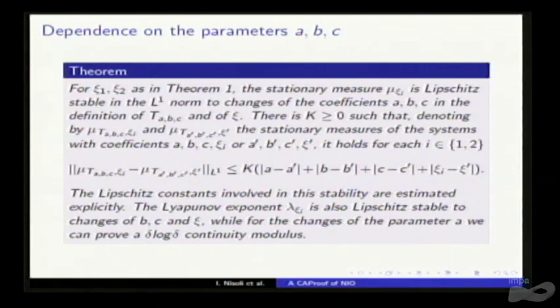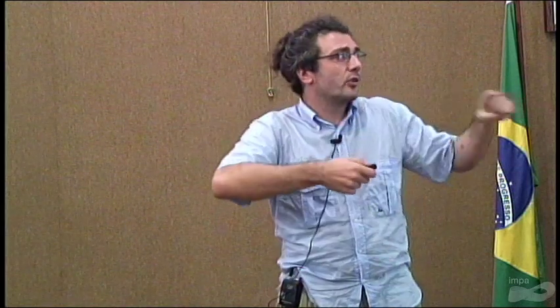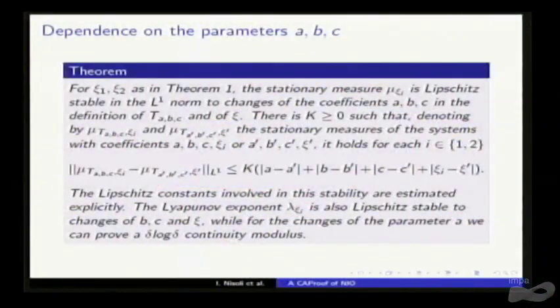And what we prove is that the Lyapunov exponent is Lipschitz with respect to the noise, and is also Lipschitz with respect to the parameters B and C. With respect to the parameter A, since the parameter A is keeping track of the derivative at the critical point, we only get that the Lyapunov exponent has regularity A log A with respect to this point.